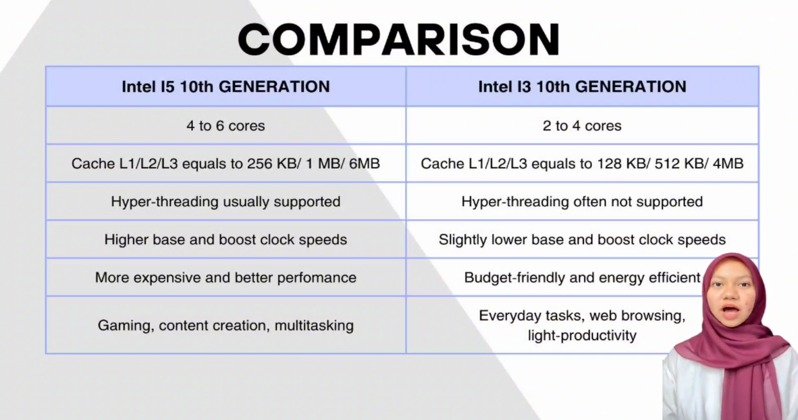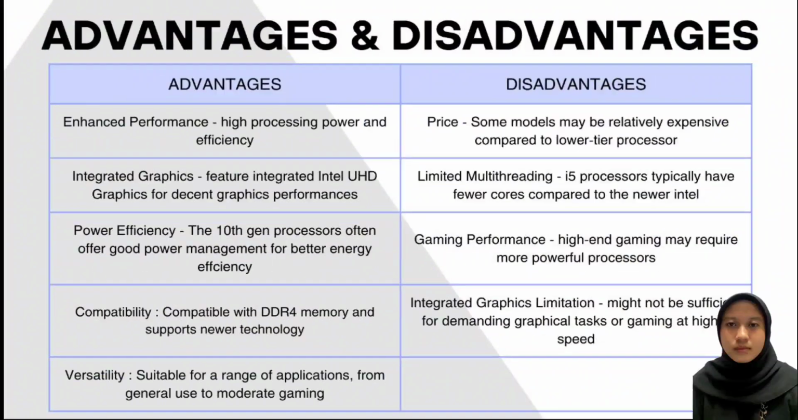Last but not least, i5 is suitable for a person who uses the computer or desktop for gaming, content creation, and multitasking, while i3 is suitable for a person who uses the computer for everyday tasks, web browsing, and light productivity. Lastly, I will present the advantages and disadvantages of Intel i5 10th generation.